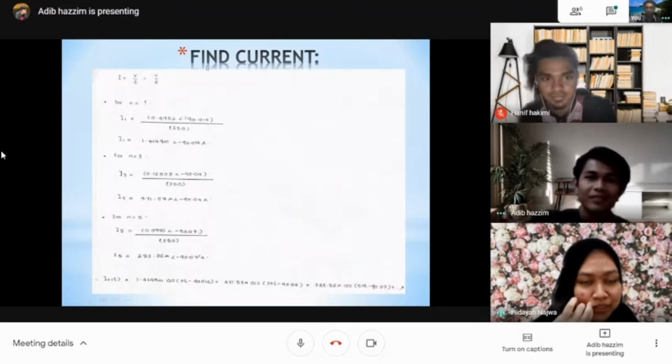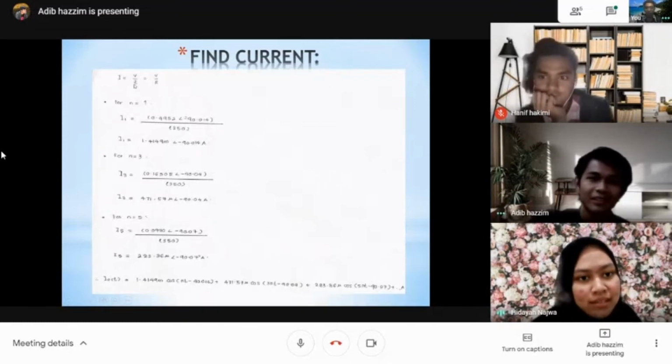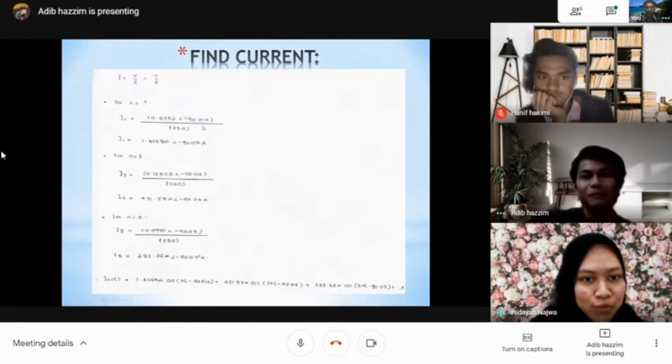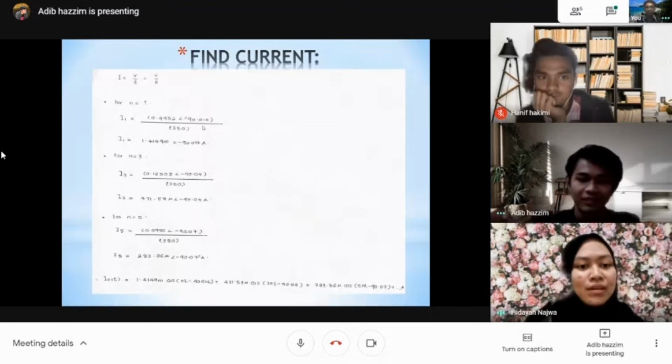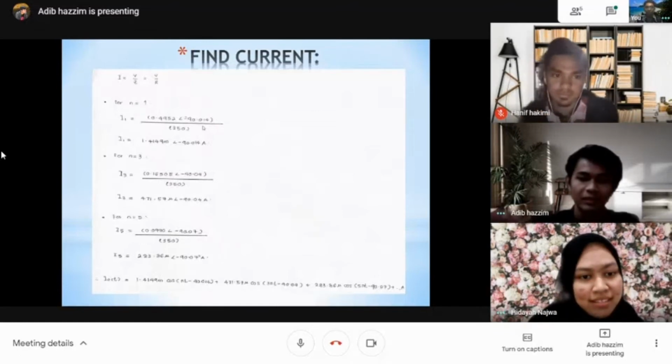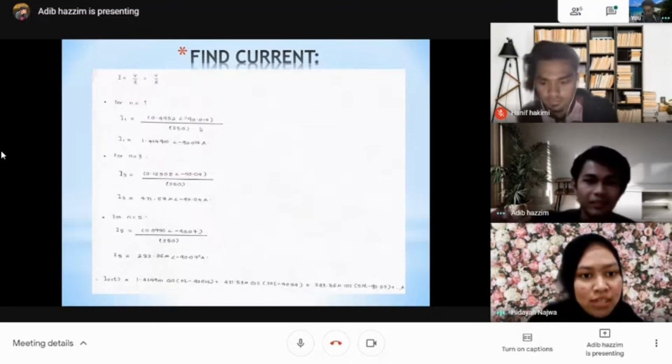Okay, now we are going to find current. The formula is I equal to V divided by Z, and equal to V divided by R. So for N1, we insert the value V, 0.4952, negative 90.014, divided by 350. So we got the answer 1.4149 milli, negative 90.014 degree ampere.